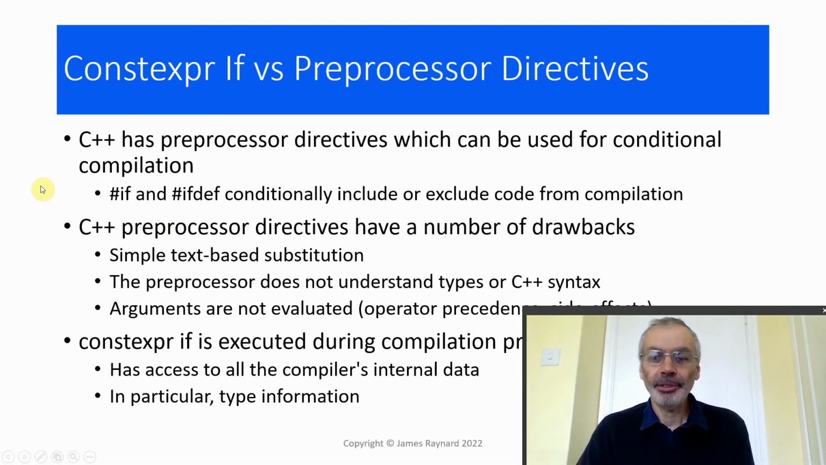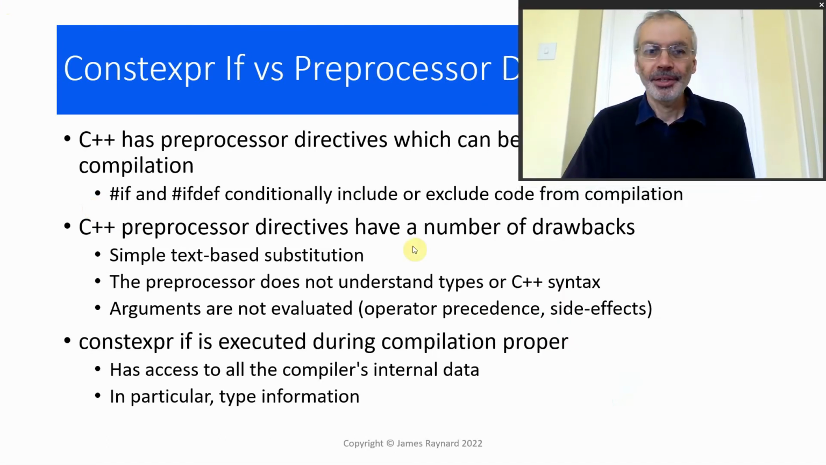We were already able to do conditional compilation in C++ using the preprocessor directives which came from C. We have the directives #if and #ifdef, and these can be used for conditionally including or excluding code from the compilation. But there are a number of drawbacks to these, which we touched on in the overview of this section. These directives are processed by the preprocessor, which does not understand anything about C++, so it does not understand types or C++ syntax. It can only do simple text-based substitution.